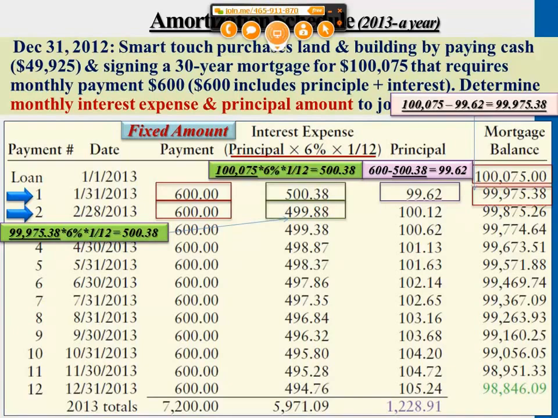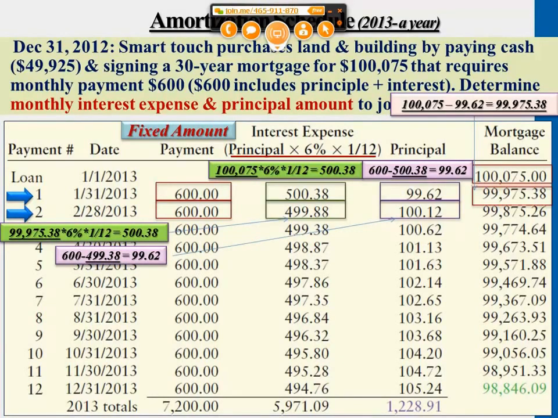So how do we get the principal payment for the second month? The payment minus interest, 600 minus $499.88 will give you the second month's pink box. Exactly.